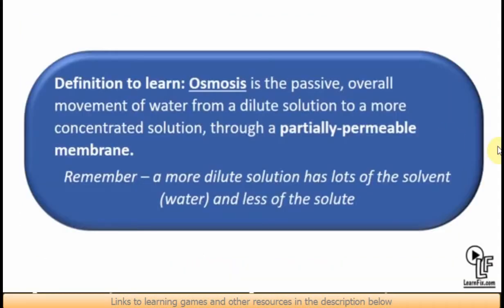So, the definition to learn. Osmosis is the passive overall movement of water from a dilute solution to a more concentrated solution through a partially permeable membrane. Now remember, a more dilute solution has lots of the solvent, that's water, and less of the solute.